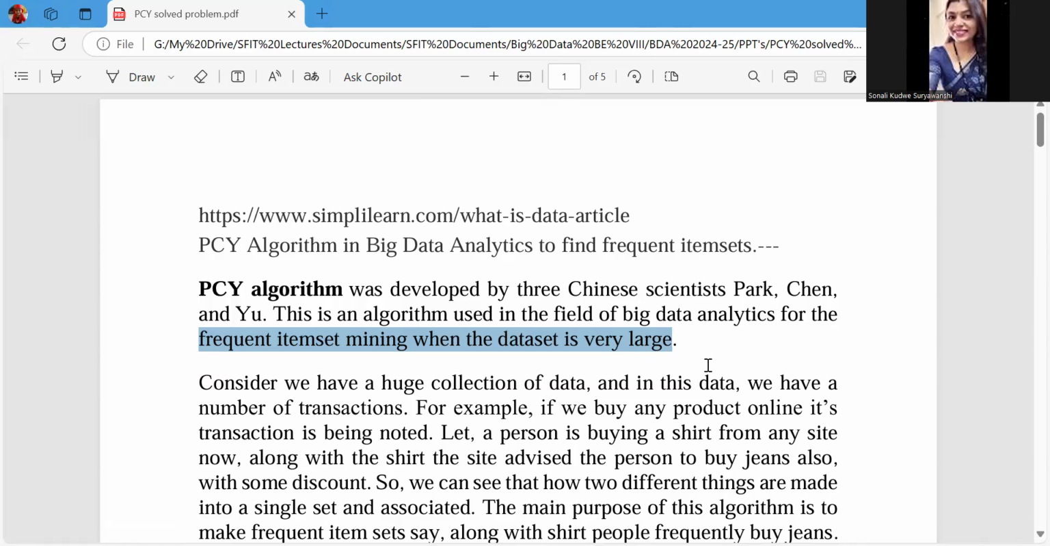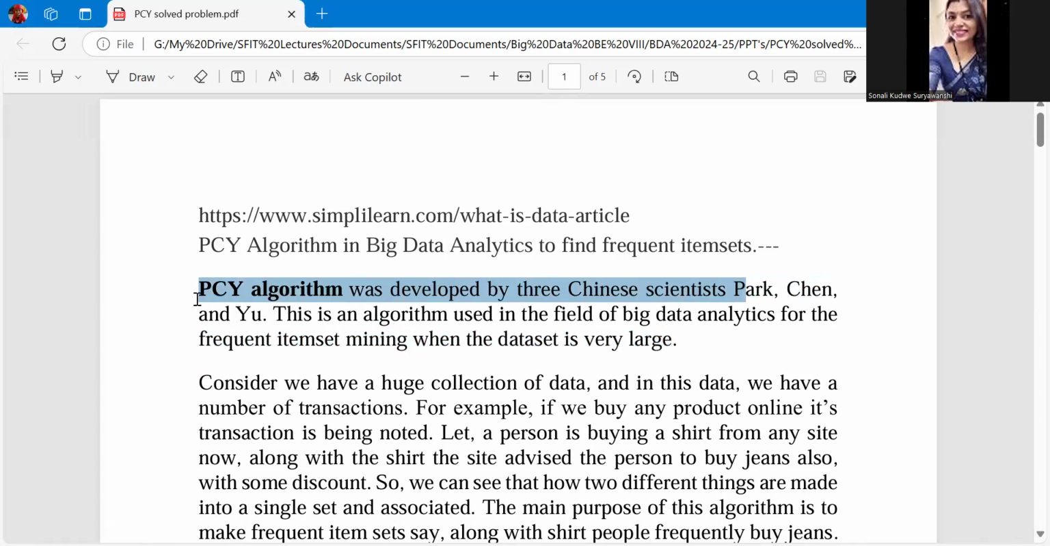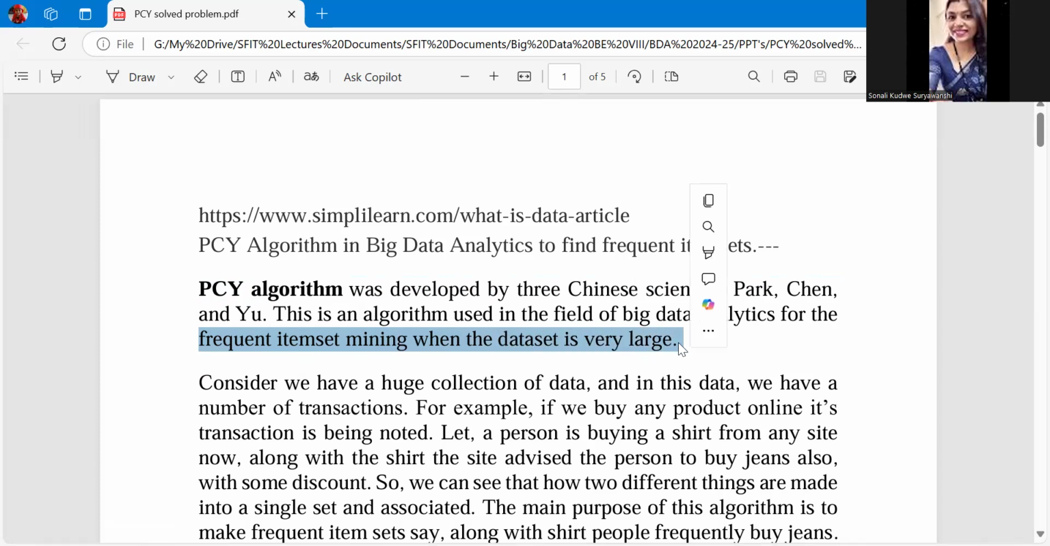Hello students, let's try to understand the PCY algorithm. PCY stands for Park Chen Yu algorithm. These are the three scientists who developed this algorithm. It is used to find the frequent item sets from a very large data set. It is one of the mining algorithms that works on large data sets. So in the field of big data, this is the algorithm to find the frequent item sets.